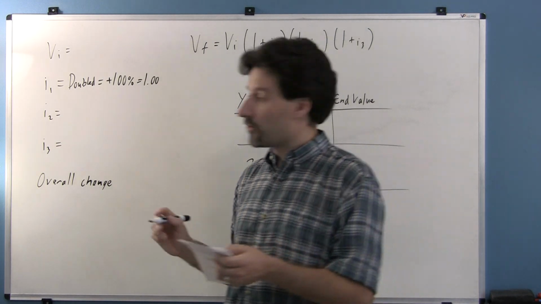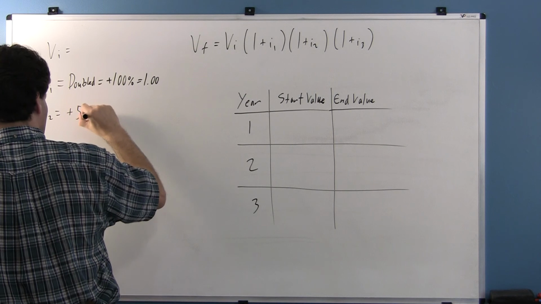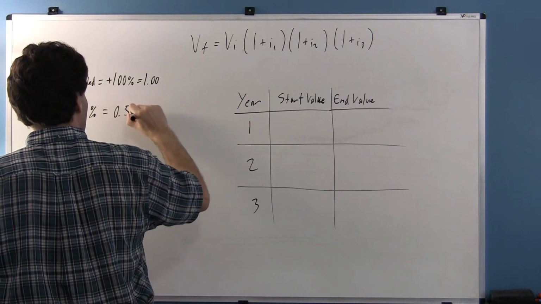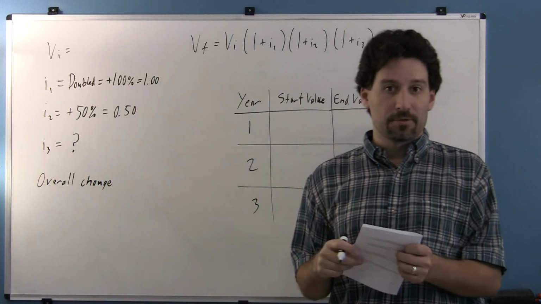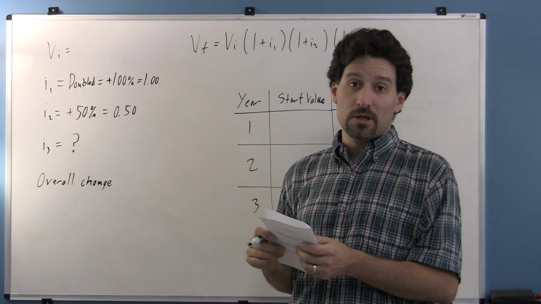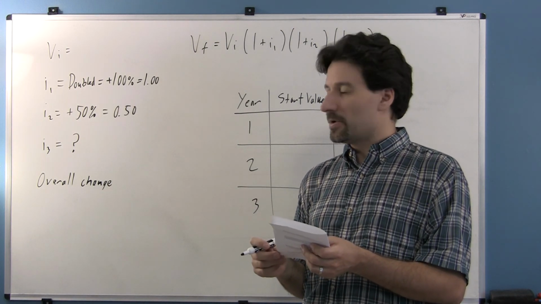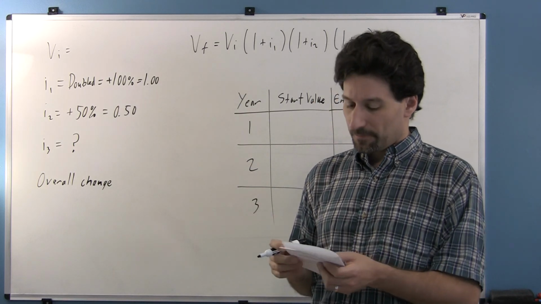Year 2, it rose 50%. So plus another 50%, or 0.50. Year 3, we don't know what happened, so I'm going to put a question mark there. We can try to solve for that potentially, but I'll show you multiple ways, but preferably an easier method to do it.